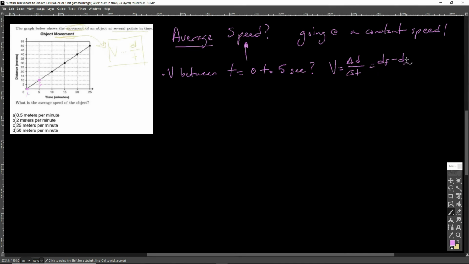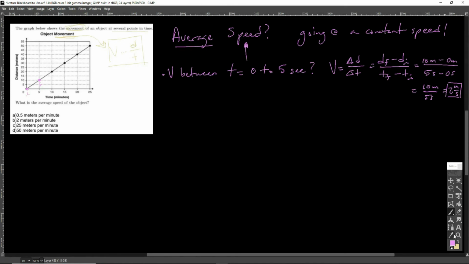Delta d is df minus di over tf minus ti. And now we just have to plug in. Remember, distance final is the y value, or the distance value at the final point. So this is equal to 10 meters. And now we subtract the initial distance, 0 meters. Then tf, we can see it, is 5 seconds, and the initial time is 0 seconds. So we're left with 10 meters over 5 seconds, which is 2 meters per second.